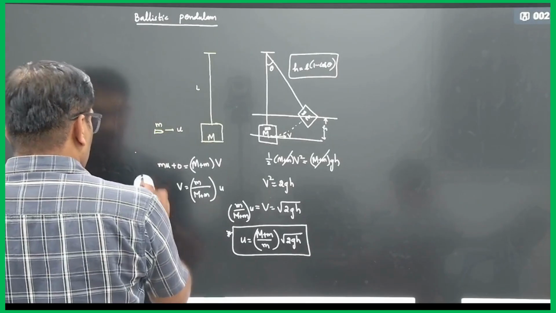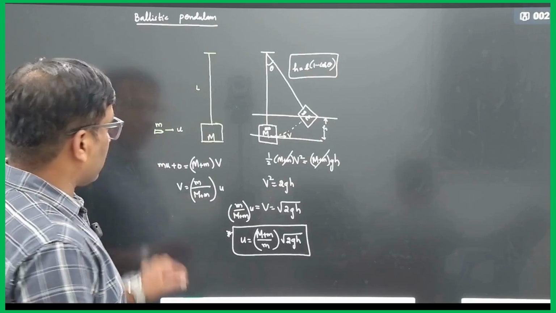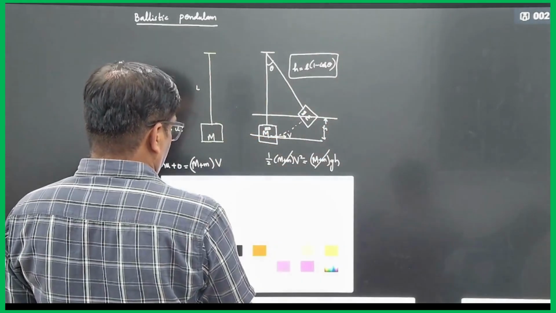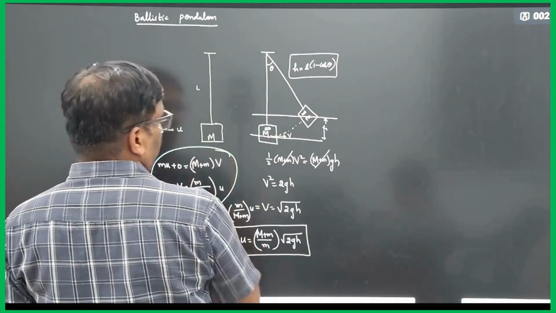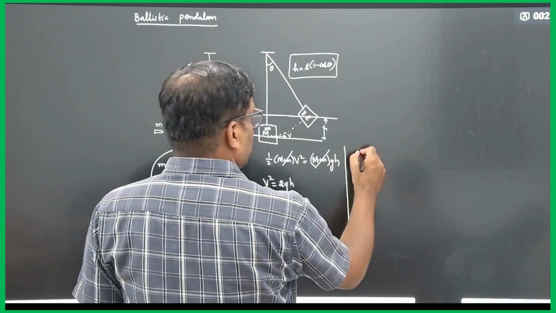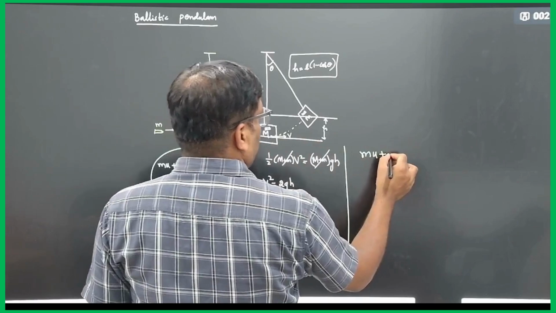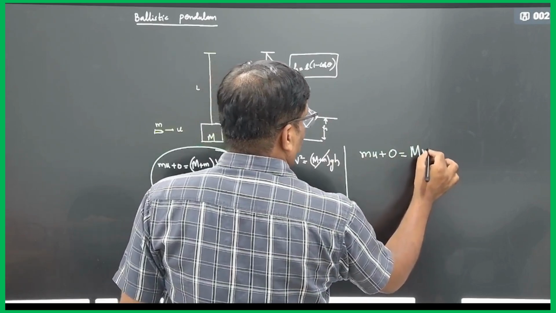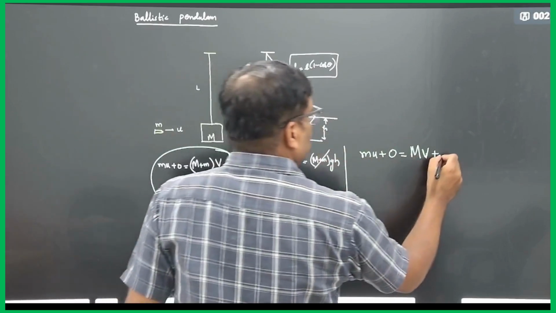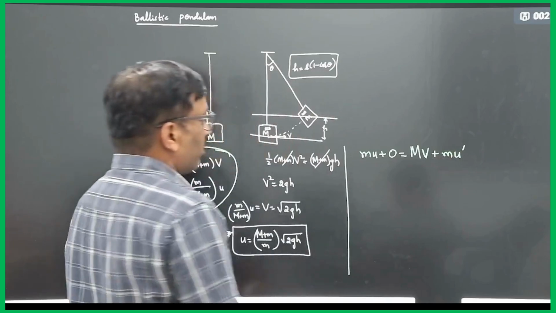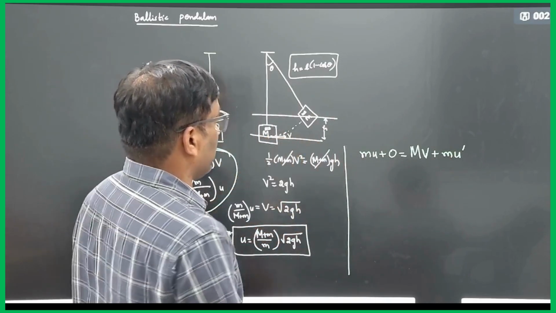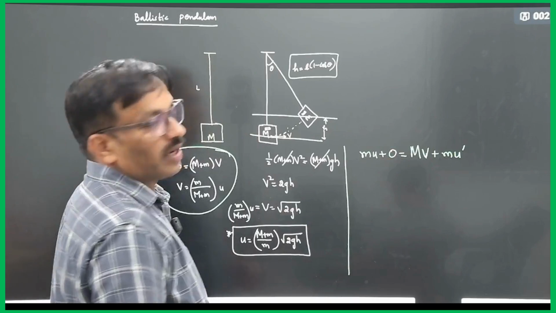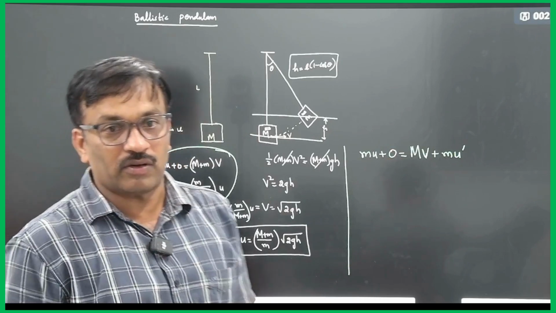Now suppose a situation where the bullet comes, hits, and goes out. In that situation we again apply momentum conservation. Before collision, it is mu, but the big block is 0. After collision, the block gains capital M into capital V, and the bullet speed reduces to small m into u dash. We want V only, so you can calculate V from this, and then determine the speed of the bullet, okay students.